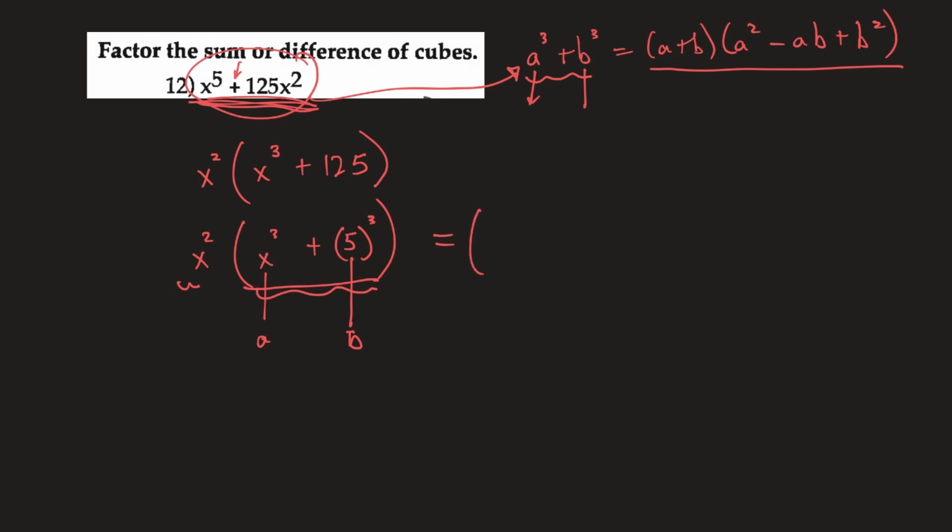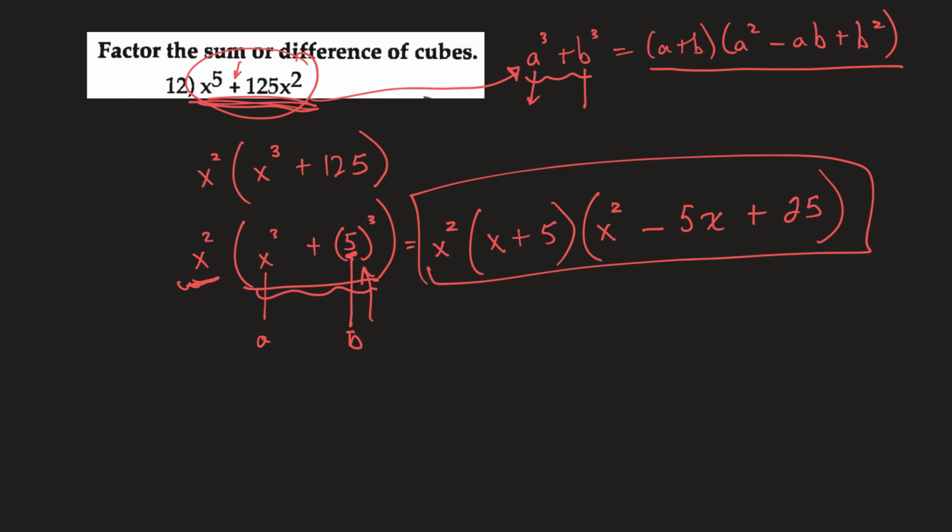Okay, so A plus B is x plus 5. And then A is x again, so it'll be x squared minus A times B, or x times 5, would be 5x, plus B squared. So 5 squared is 25. Okay, now I forgot to write the x squared out front, so let me just do that. So this would be x squared, and this would be the full factorization of that original question.